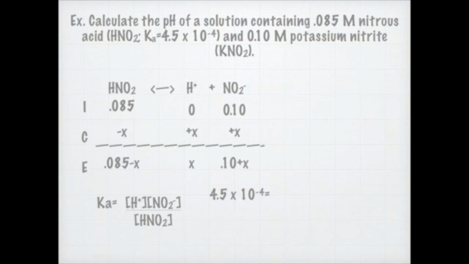Remember, I can ignore the plus X, since if I were to take 0.085 and divide it by 4.5 times 10 to the negative 4th, that ends up being greater than 100. So I'm going to put 0.10 there, so X times 0.10, not X times 0.10 plus X, and then divide that by 0.085 because I don't subtract the X, which makes my life a lot easier. And now I can just solve for X. So X equals 0.0038. That's my concentration of hydrogen ions, and then take the negative log of that, and that gives me 3.42. So that's my final answer.